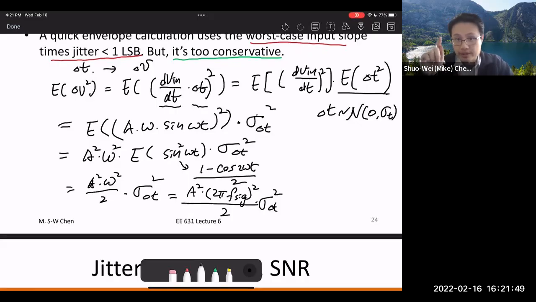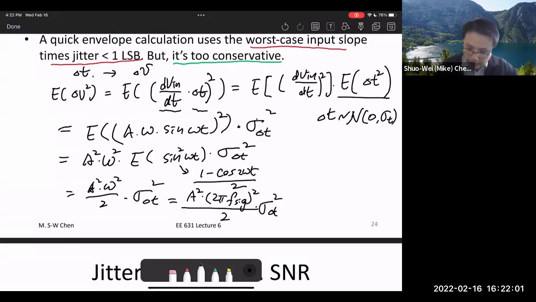And of course, we make a very important assumption. We say that it's a Gaussian distribution, right? Gaussian distribution with zero mean, with standard deviation of sigma delta t, sorry, so I should say sigma delta t.